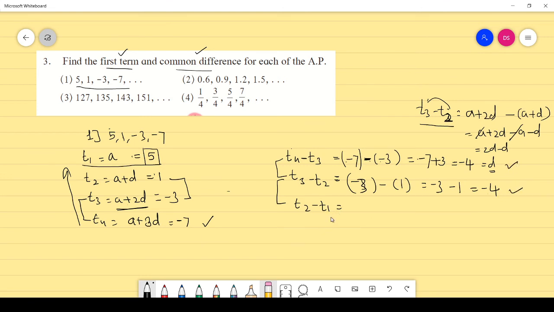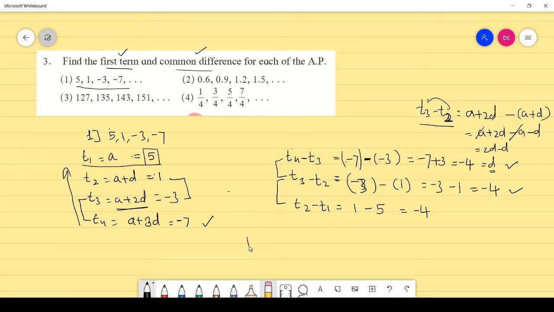In T2 minus T1 also you will get the same thing. What is T2? Let's check. T2 is equal to plus 1, right? And what is T1? T1 is equal to 5. 1 minus 5. Yes, here also we got minus 4.